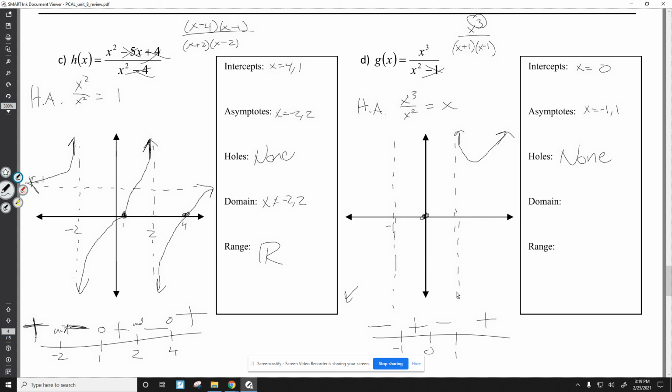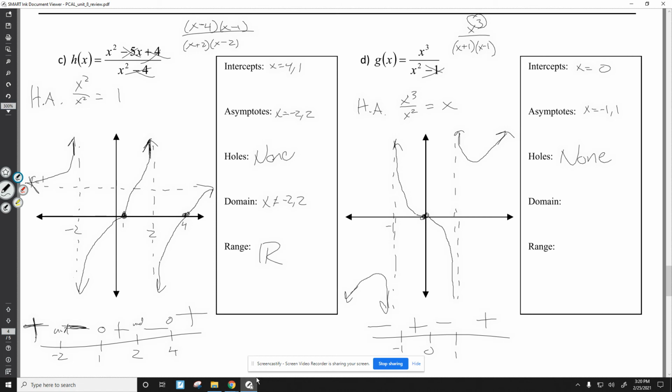To the left of 1, I'm negative. I will bend through 0 because the multiplicity is 3, and I'll come up towards the positive infinity around -1. To the left of -1, I'm negative, but then I'll trend towards that y equals x oblique asymptote.